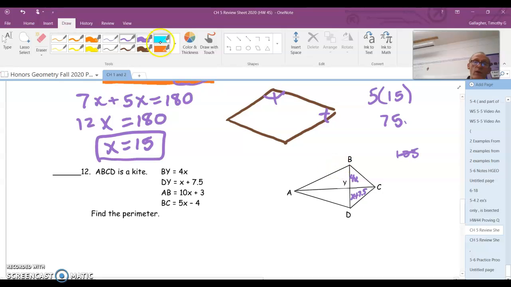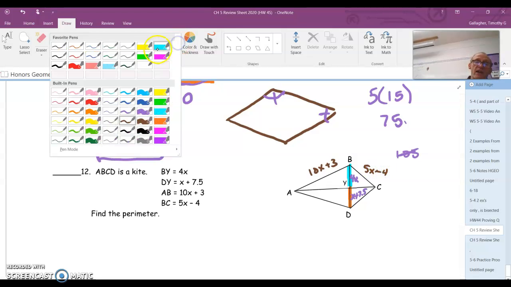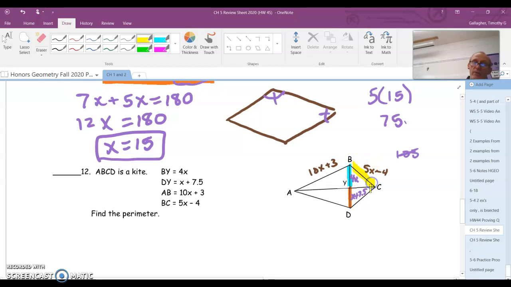Number 12, ABCD is a kite, BY is 4x, DY is x plus 7.5. Okay, so we know right away that in a kite, these two segments are congruent, the blue segment and the orange segment. So AB is 10x plus 3, and BC is 5x minus 4. And we also know in a kite that these two sides are congruent, and these two sides are congruent.